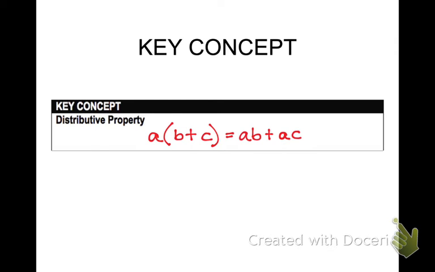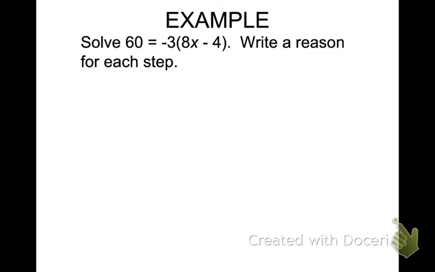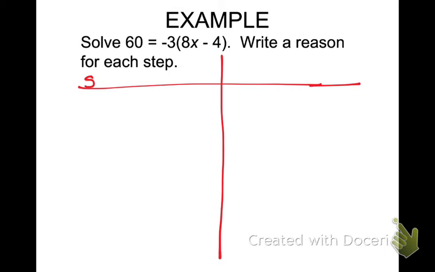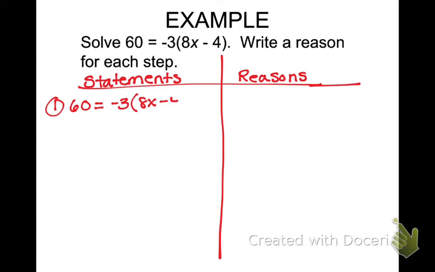Okay, so now we're going to do another formalized algebraic proof. This time we're going to have a distributive property involved. Okay. All right, so set up your T-chart if it's not there. So T-chart it up. I'm going to put statements as the title of my left column and reasons as the title of my right column. And then line 1 is your given. So what am I given? I'm given the equation of 60 equals negative 3 times 8x minus 4.